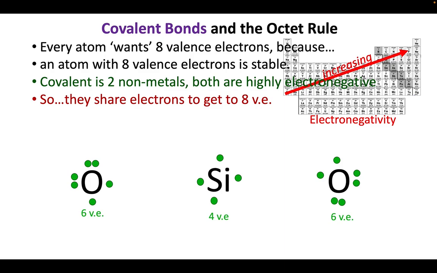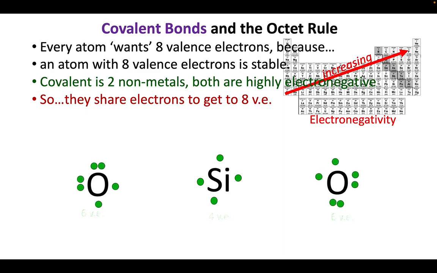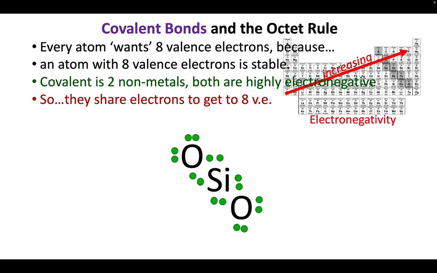Now, neither silicon nor oxygen is strong enough to take electrons from the other, so what they do is they share. So each oxygen will share 2 electrons with silicon. This is a covalent bond. This is the sharing of electrons between 2 nonmetals that are not electronegative enough to steal them from each other. They both really like electrons. They have strong electronegativity, so they have to share. So this is silicon dioxide.